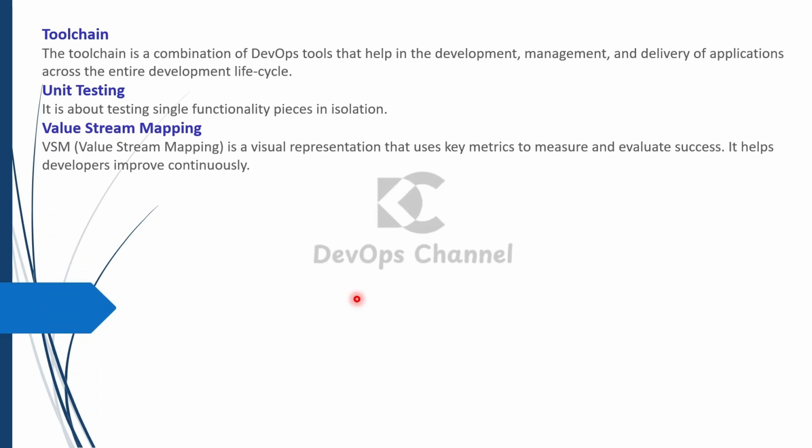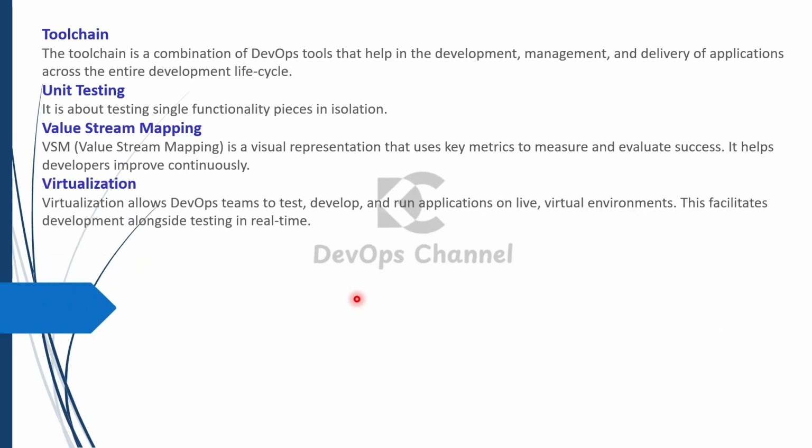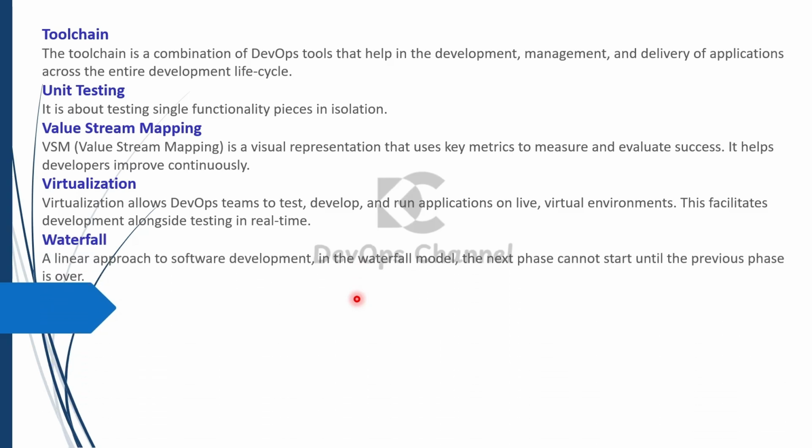Value stream mapping is a visual representation that uses key metrics to measure and evaluate success. It helps developers improve continuously. Next one is virtualization. We have seen virtualization and containerization, right? So basically it allows DevOps teams to test, develop and run applications on a live and virtual environment. Okay. This facilitates development alongside testing in real time.